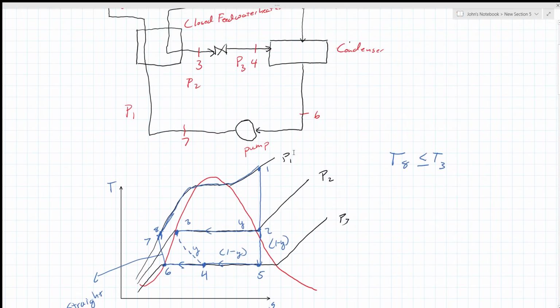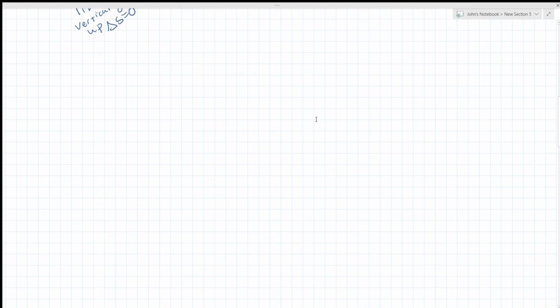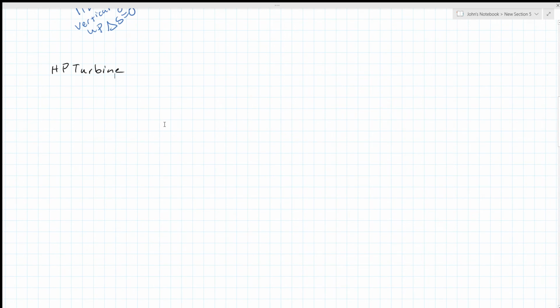So now that my TS diagram is done, all that's left is to do control volume analysis. So let's do it. High pressure turbine. In the previous video, I did the derivation for how to get all these different formulas, so I'm just going to jump straight into giving you the work and heat transfer equations. So high pressure turbine, W is equal to m dot times H inlet minus H outlet. That's the work for the high pressure turbine.